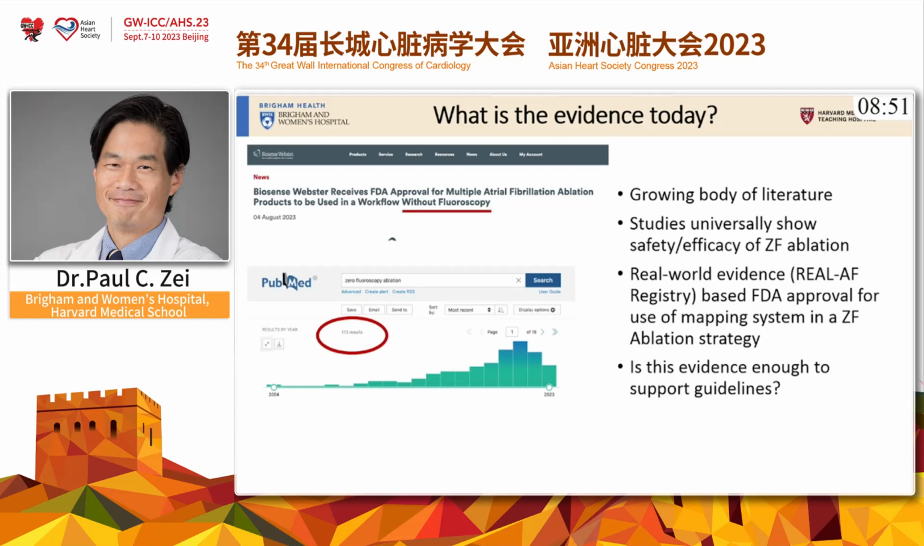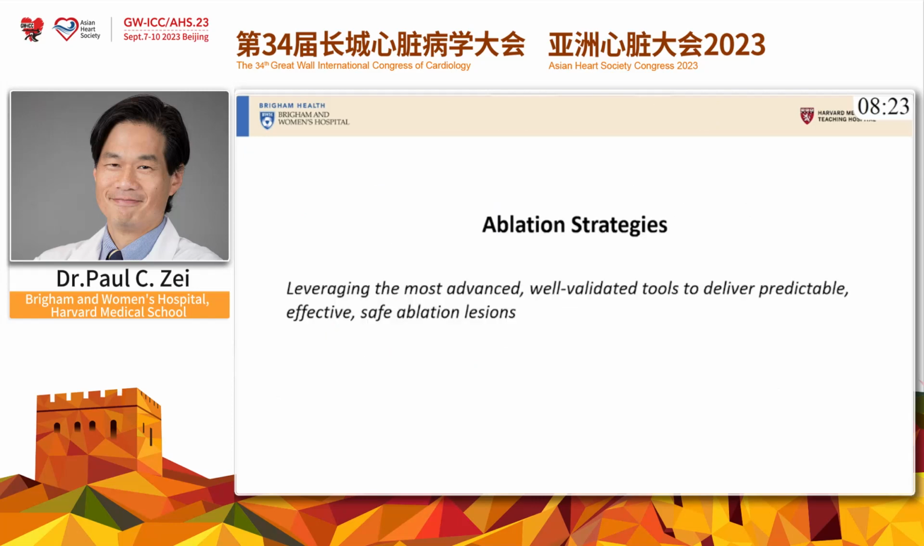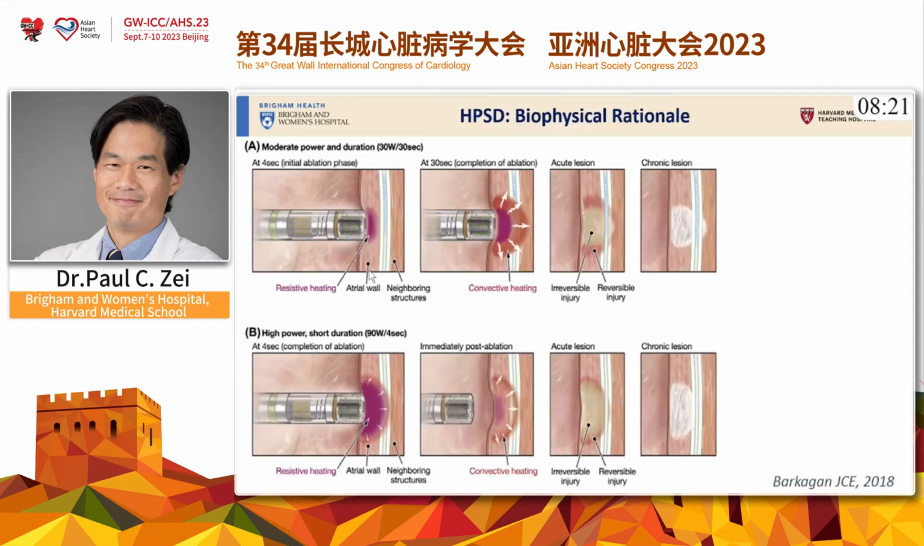And then I think, very importantly, and this is a segue into some of the work I want to show you for the rest of the presentation, with strong evidence, this is the first time there's been a mapping and ablation system that is approved by the US FDA to be used in a workflow without fluoroscopy. I'll show you some of the evidence on how this came about, that we were able to have the opportunity to work with industry to obtain. Actually, in the interest of time, I'm going to go very quickly.